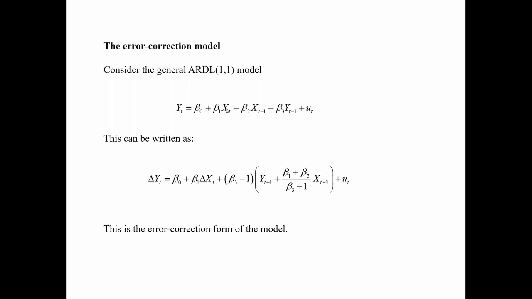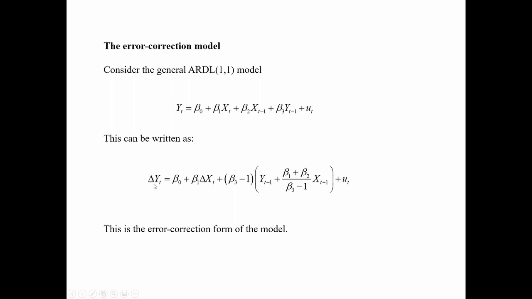One way we can do this is by use of what we call the error correction model. Suppose we have a general autoregressive distributed lag model. This is an ARDL11 model. It's got one lag of X and one lag of Y on the right hand side. Now, just by rewriting the model, by changing the way in which we set it out, we can write it in a way that looks fairly forbidding but actually can be interpreted in a more sensible way.